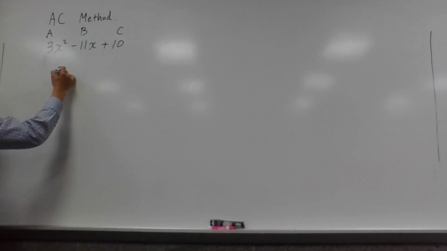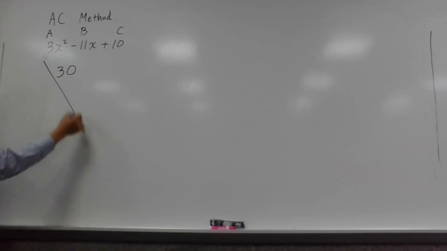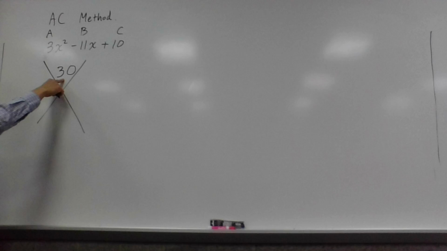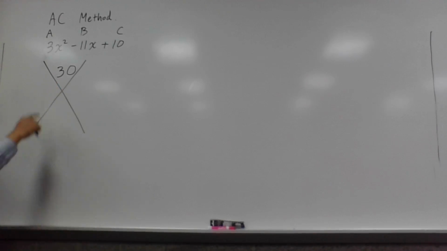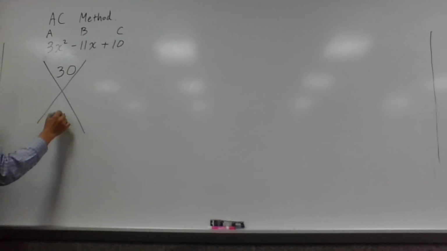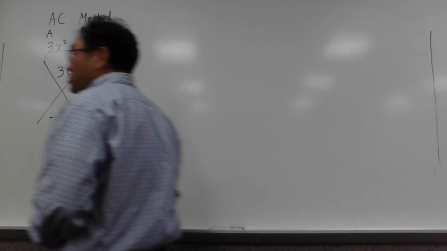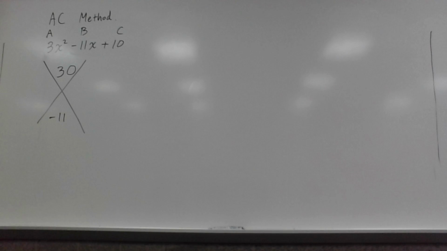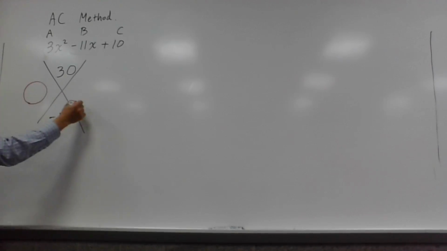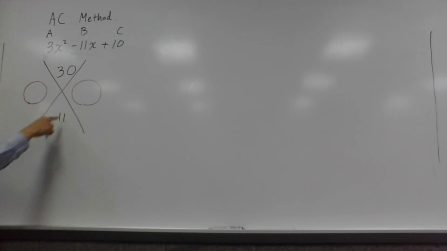You multiply 3 times 10, what's that? 30. And what you're going to do is you're going to put an X and put the 30 here. And then down here, you're going to put the middle number, which is negative 11. The next action is to find two numbers that would multiply to the top number and add to the bottom number. What are those two numbers? Negative 5, negative 6.